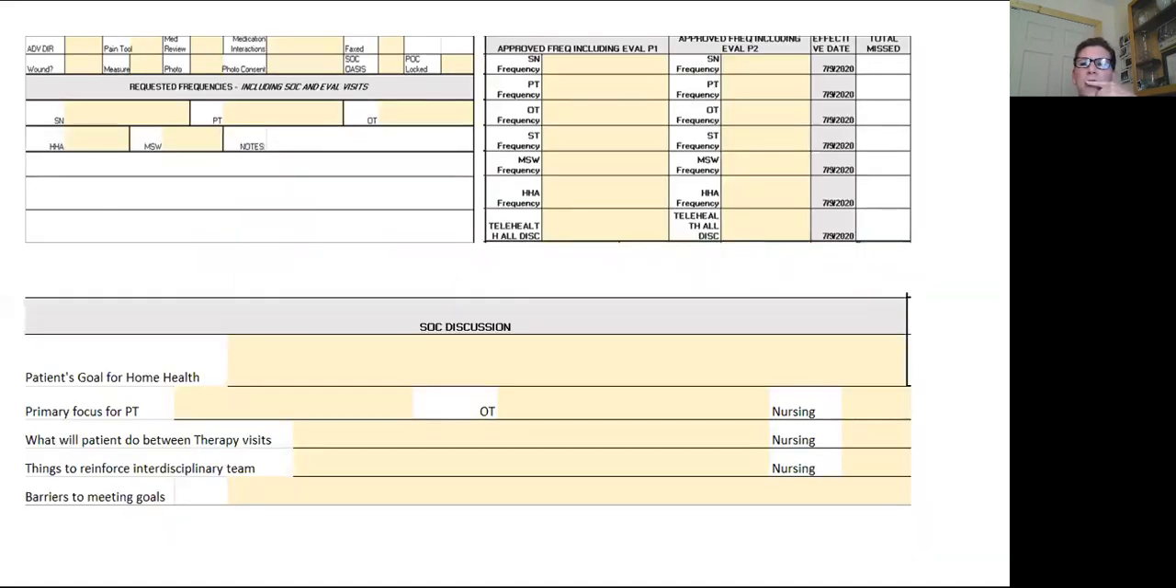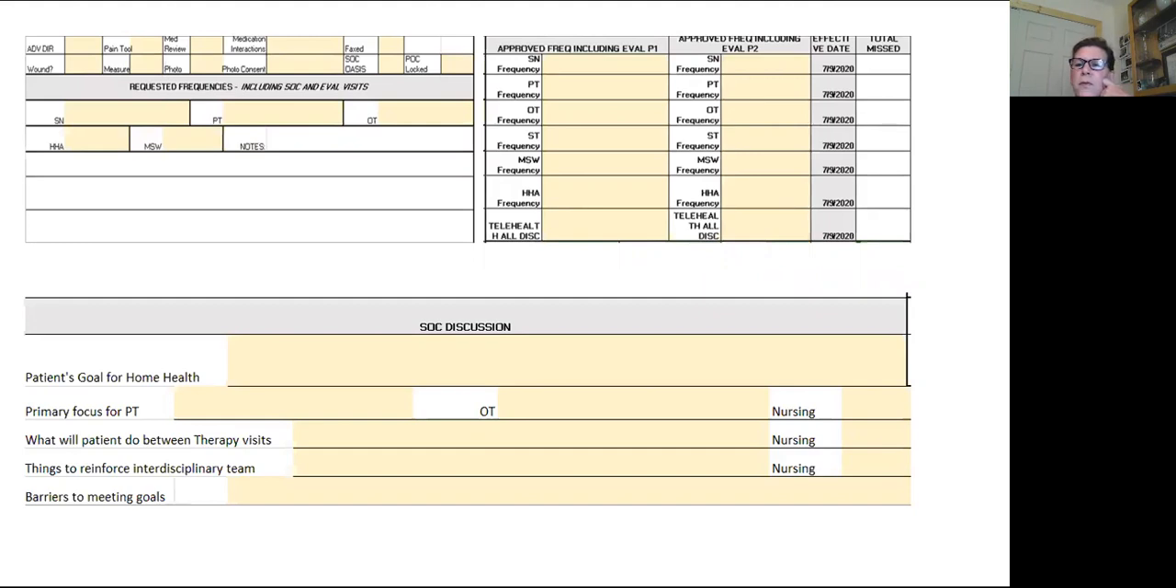In this part of the worksheet, I'm going to explain the other stuff that we use. We put down your wanted frequencies, your reason for home health, the goals that the patient wants to see for each discipline, whether it be nursing, PT, OT, or all of the above. The barriers for the patient that may keep them from or delay the positive outcomes.